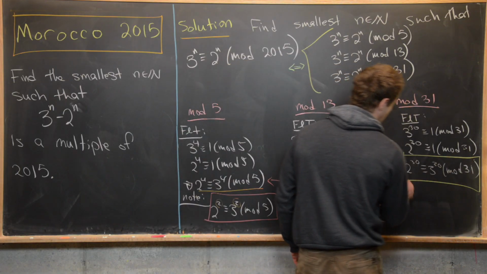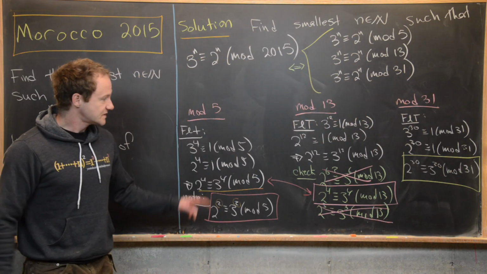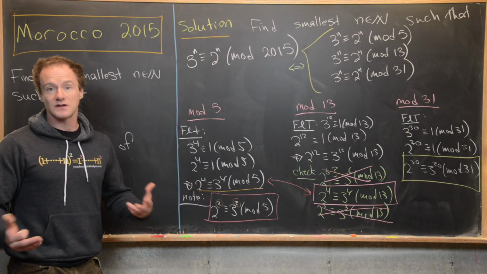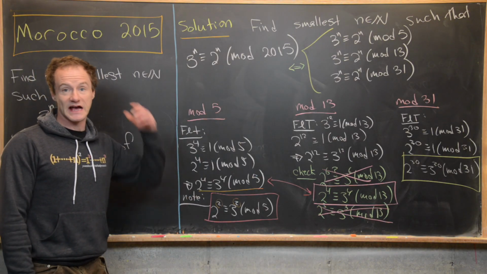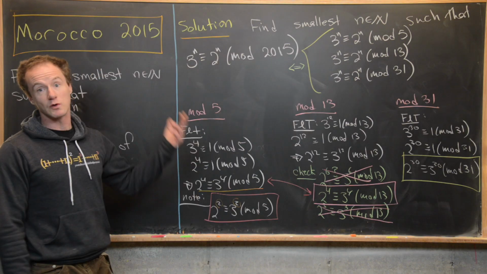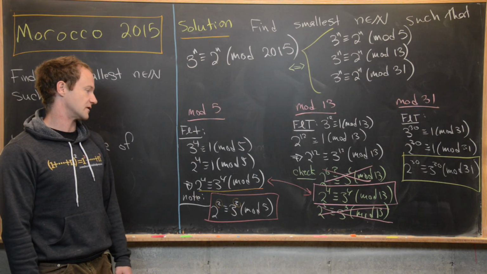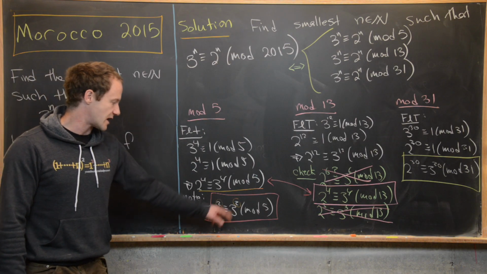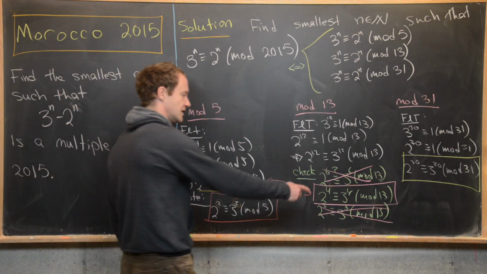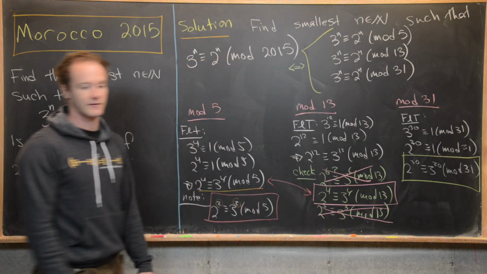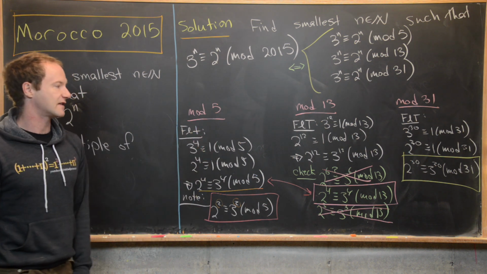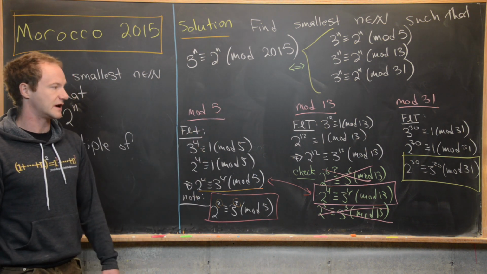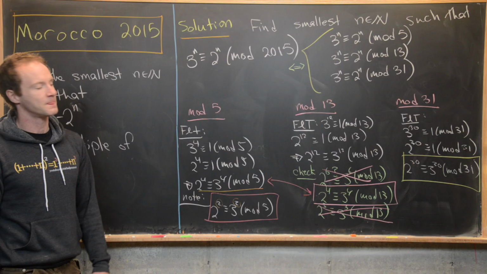And so we land at this value right here. So this allows us to form our first good guess for the smallest value of n, and we'll check that this guess works carefully. So notice we've got 2 squared is congruent to 3 squared mod 5, 2 to the 4th is congruent to 3 to the 4th mod 13, and finally 2 to the 30 is congruent to 3 to the 30 mod 31.